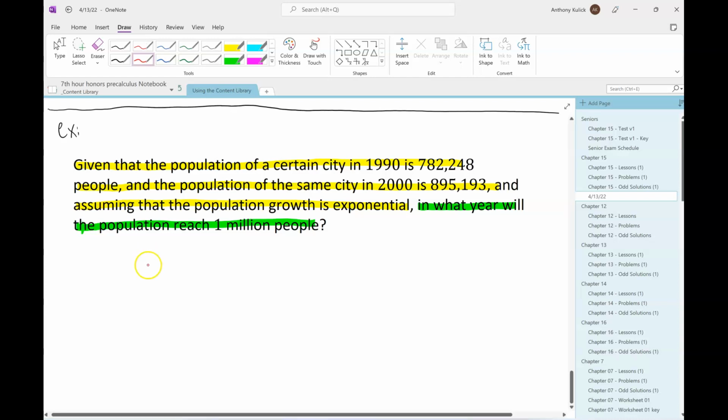So if I read this, probably the natural thing to think would be, well, I'm going to write a function for our exponential function that looks like this, where x is going to be the year and f of x is the population. So I'd be using the points 1990, comma, 782,248, and 2000, comma, 895,193.